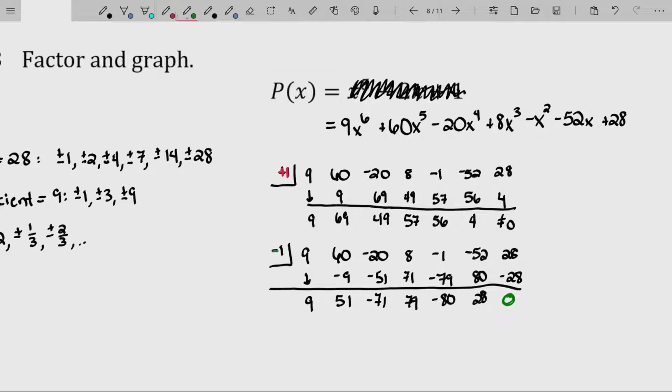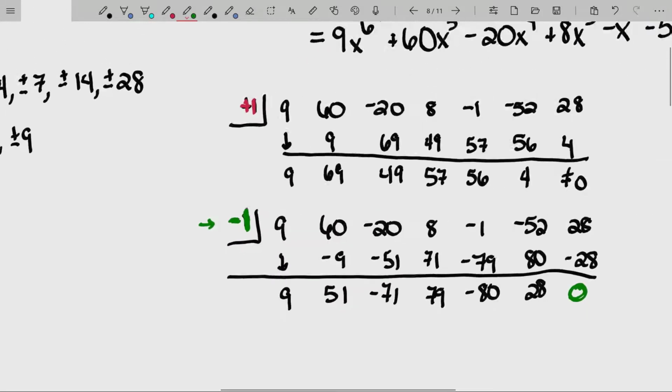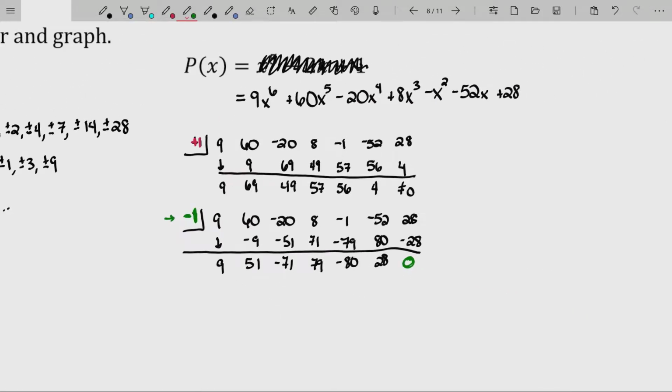So I'm going to write that in green. Rather than rewriting my polynomial, I just have this in green. If you don't use colored pens or anything like that, that's fine. You could just remind yourself by pointing an arrow that negative 1 is a 0. Negative 1 is a 0. So x plus 1 is a factor.